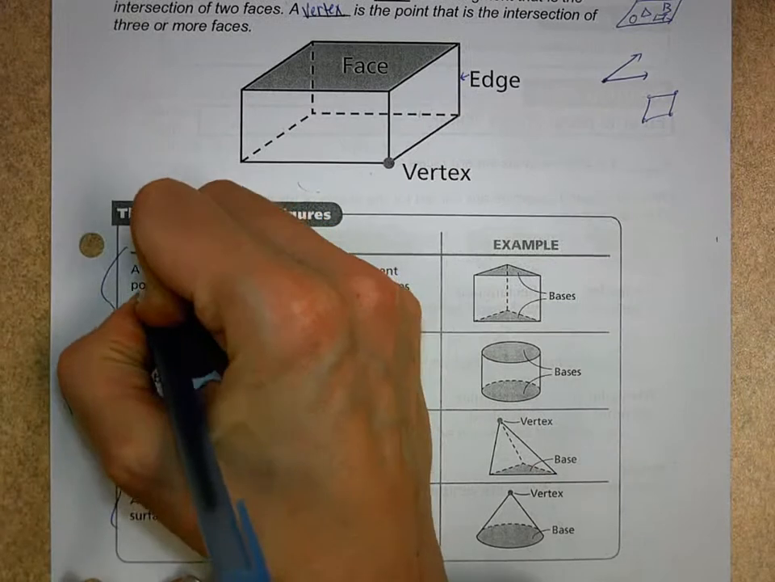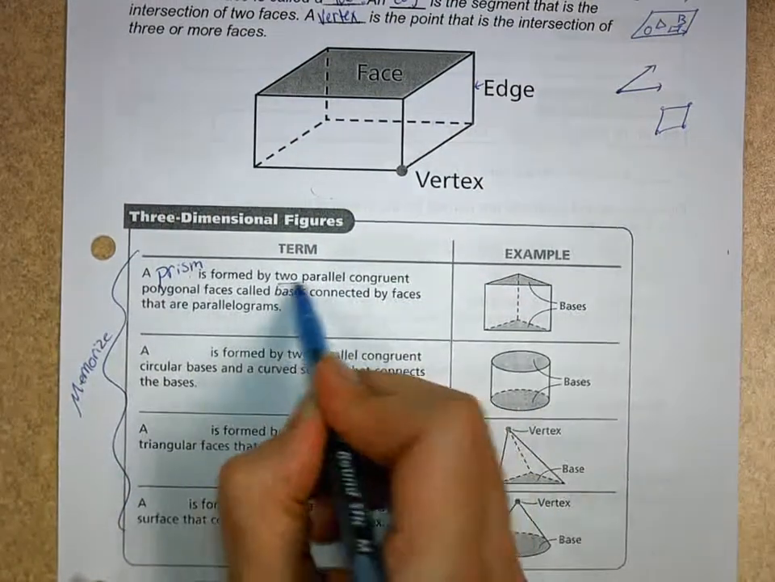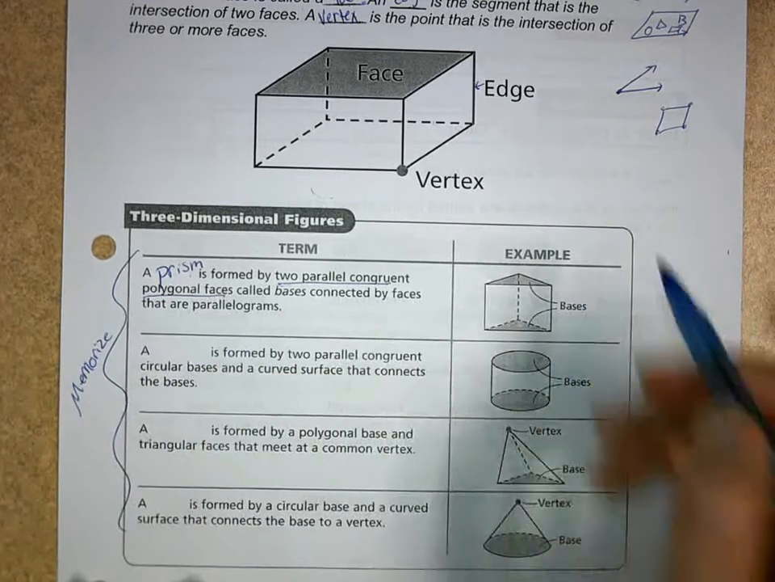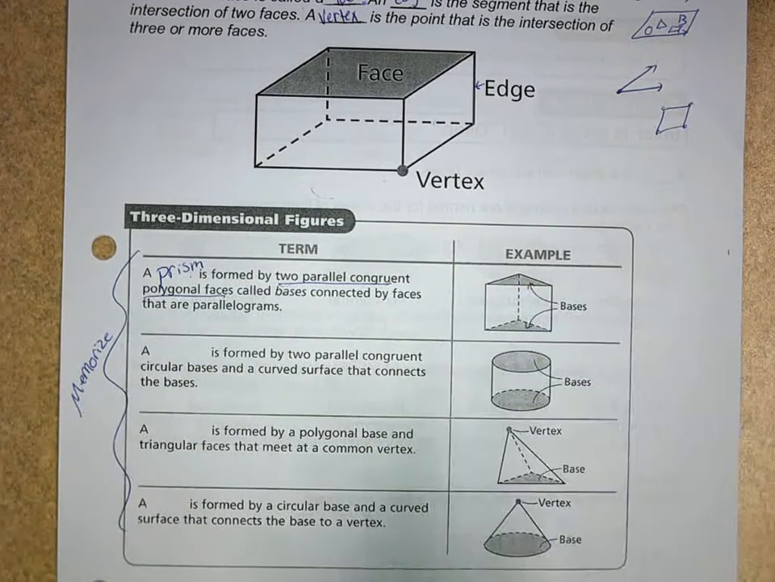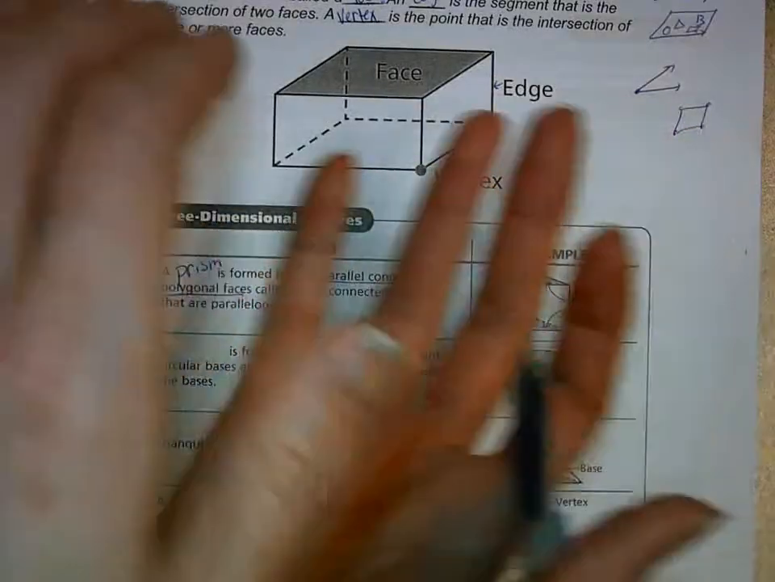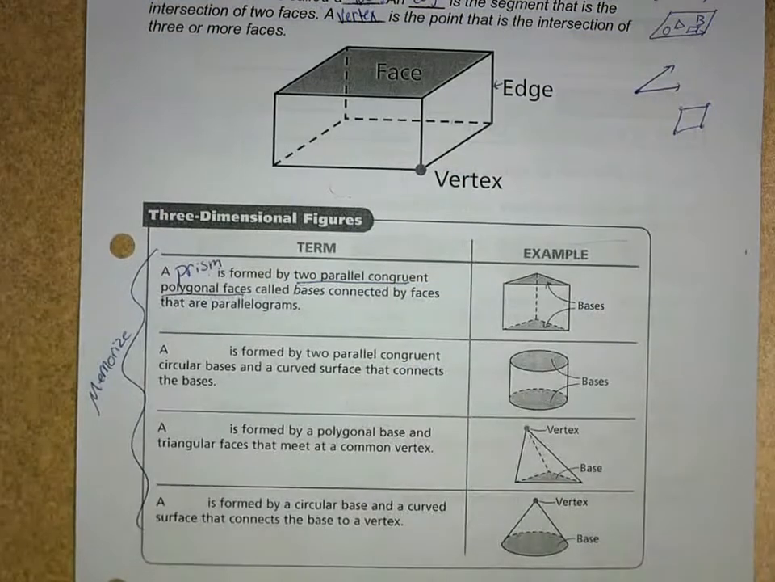And the first one is called a prism. A prism is formed by 2 parallel congruent polygon faces. Those are called the bases, and here they're the ones that are colored in. Notice, they're parallel and they're the same size. They can be slunk over or they can be together. That's okay, kind of like a slinky. But those are our bases.